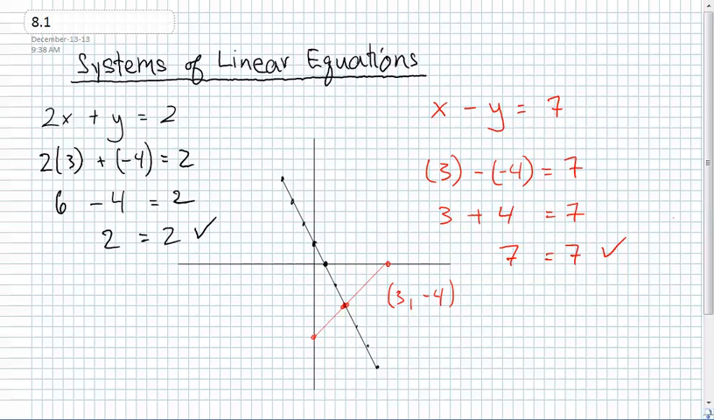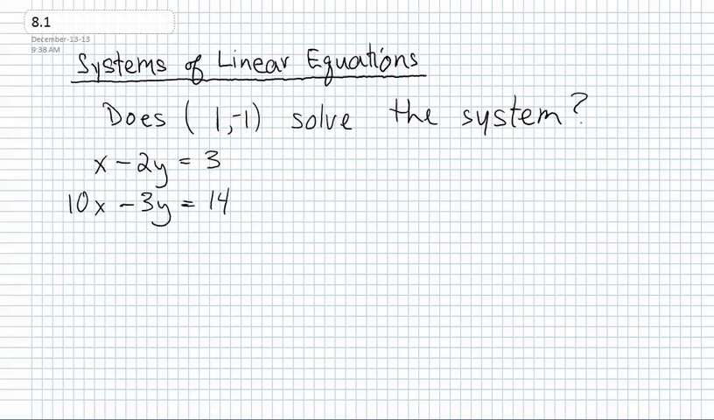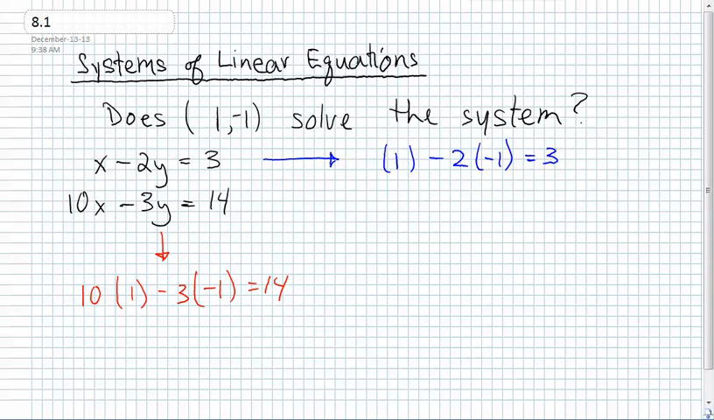All right, well, another example we could look at here is if I gave you the system and then asked, does the point (1, negative 1) solve the system? And all I'm asking you to do there is to plug in that point into both equations and see if you get 2 true statements. If you only get 1 true statement, then it doesn't solve it. So if you plug the points in, you see you get really, really close to a true solution.